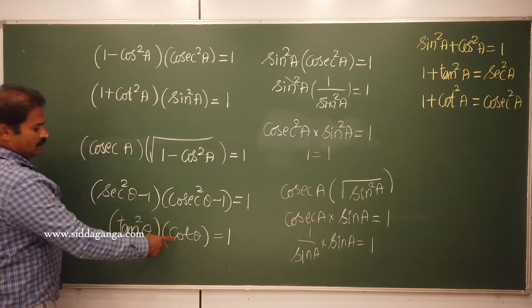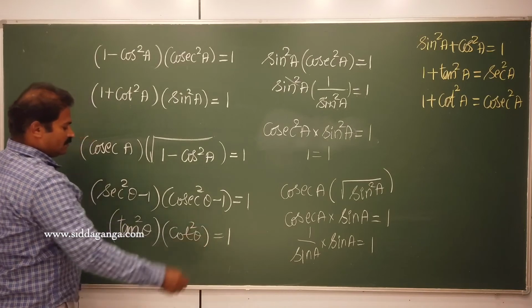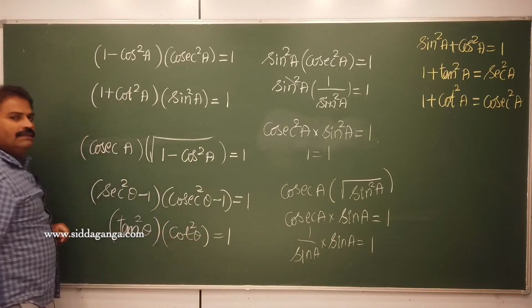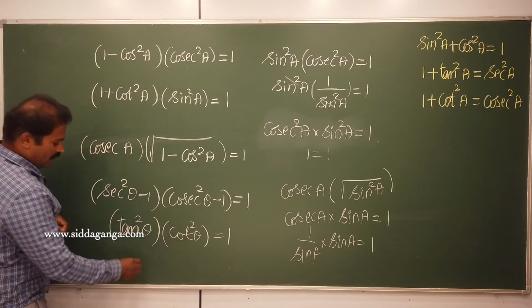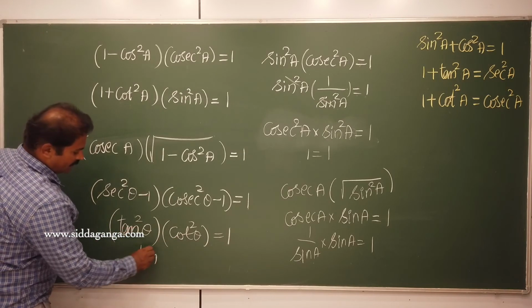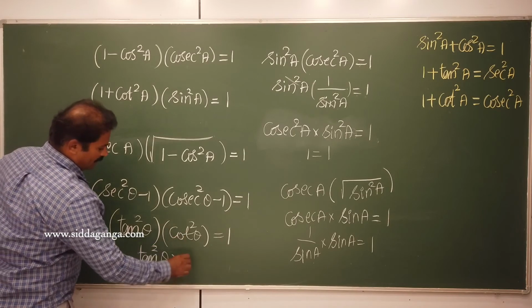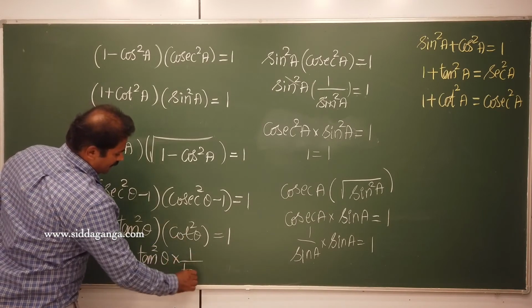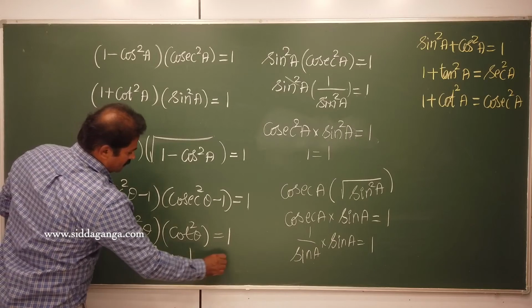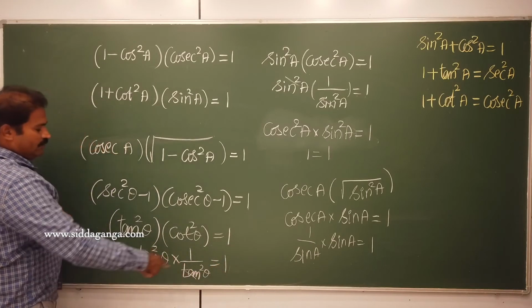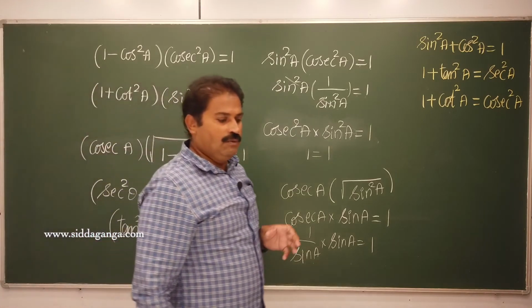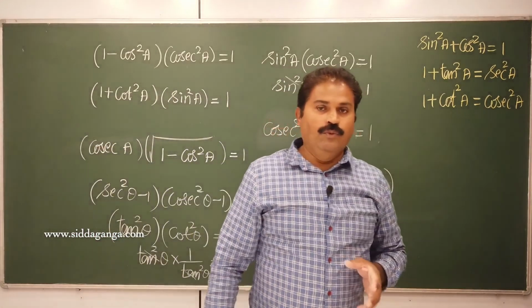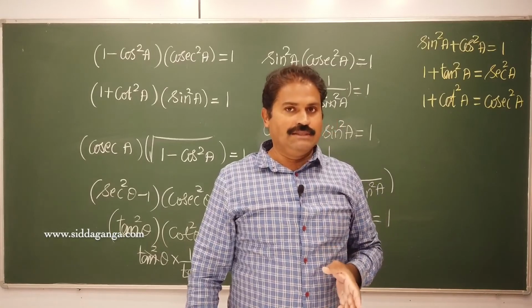So can you cancel these two? Sorry, it's cot square theta. Can you cancel these two? Yes, you can. Why? Because tan and cot are reciprocal ratios. So tan square theta into cot square theta, you can write it as 1 by tan square theta into tan square theta, which is equal to 1. You can cancel these two, which will give you 1 is equal to 1. So this is how you will use suitable identities wherever you find it is necessary.